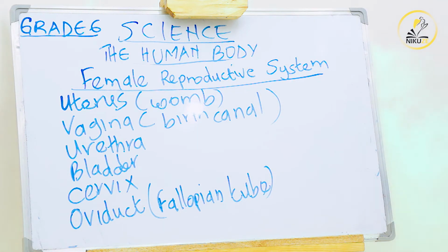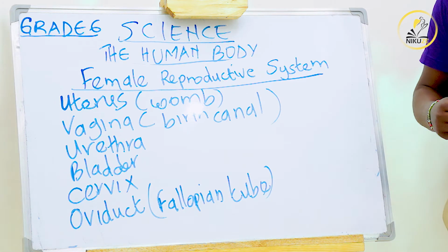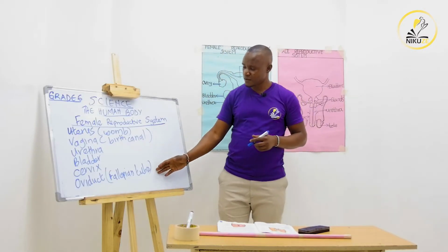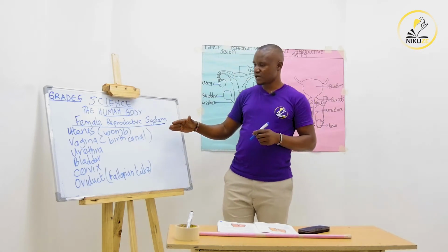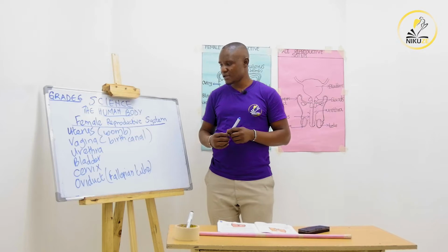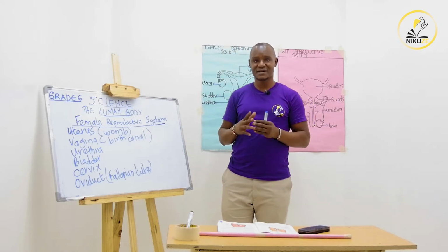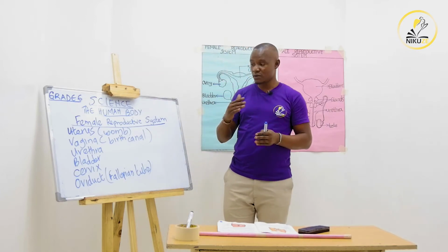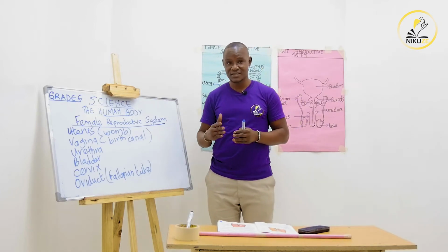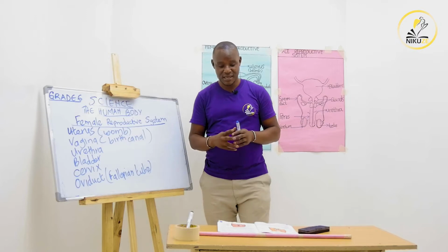Now those are some of the parts that we want to have a look at today. These parts make up the female reproductive system. Now we are going to have a look at their functions one by one, and then we'll see which parts are present in the male but are absent in the female, and then we'll also see which parts are absent in the female but present in the male.